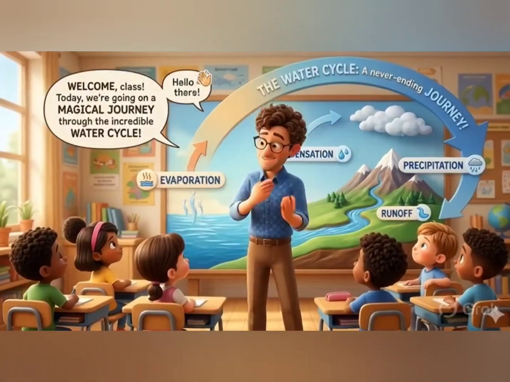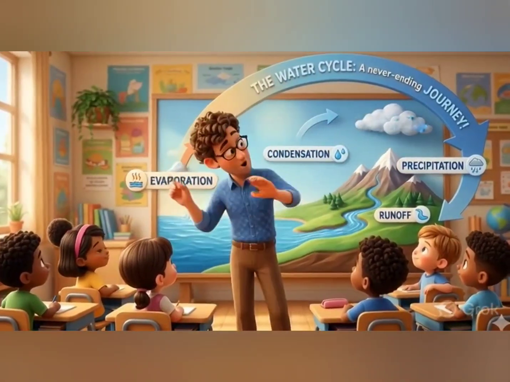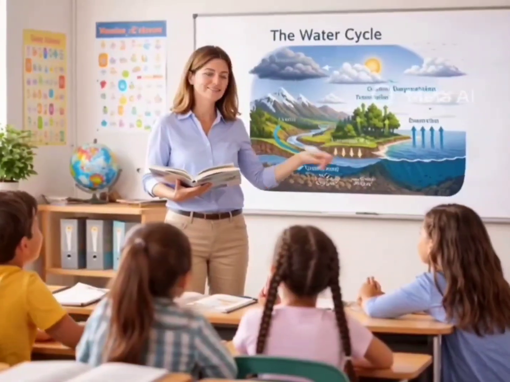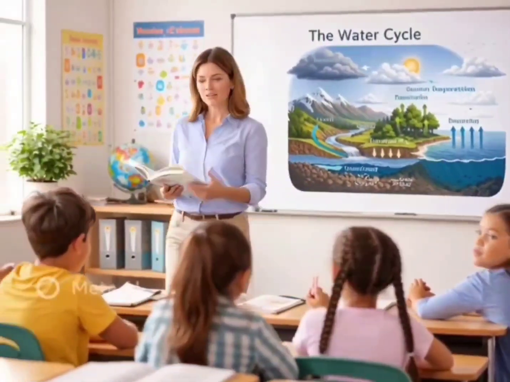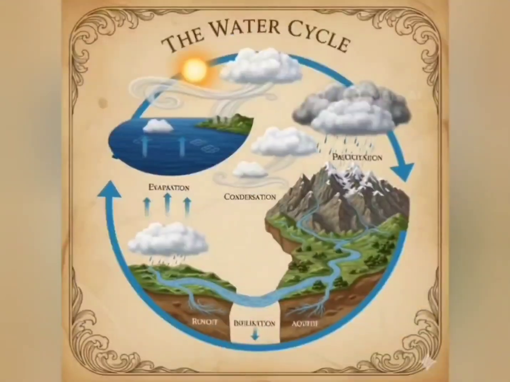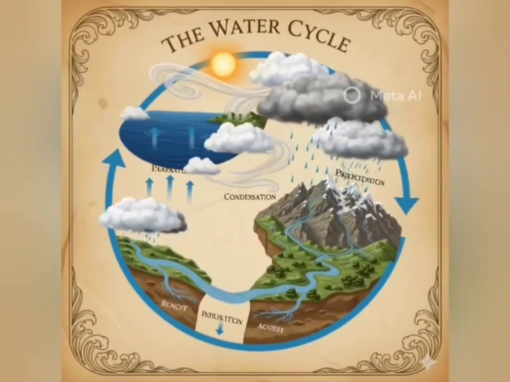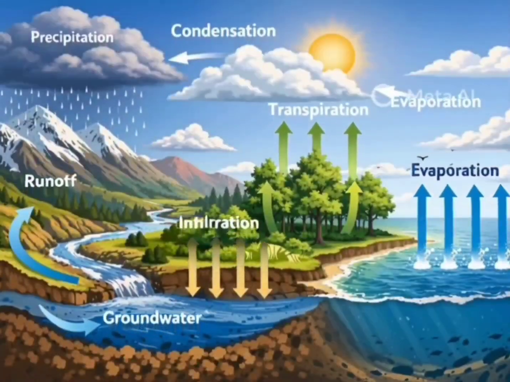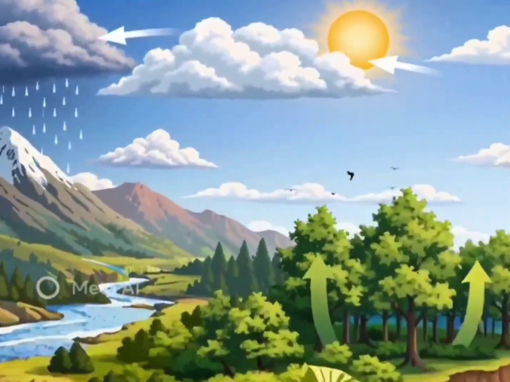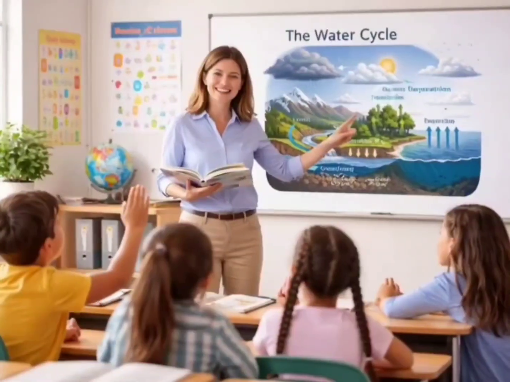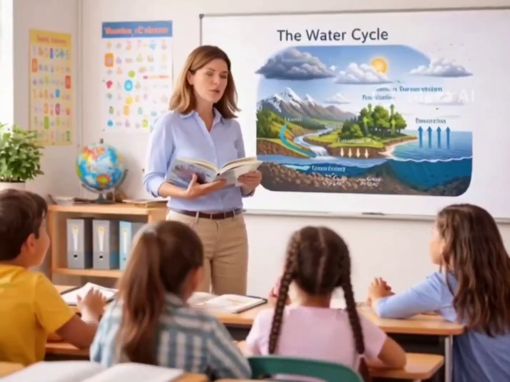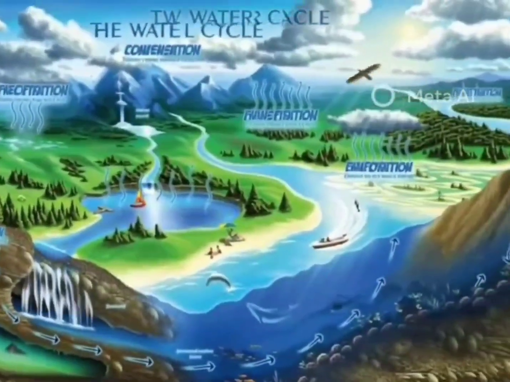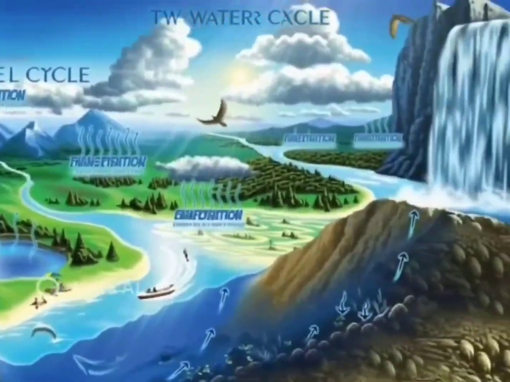Welcome, class! Today we're going on a magical journey through the incredible water cycle. It starts with evaporation. The water cycle is the continuous movement of water on, above, and below the surface of the earth. It shows how water changes its form and moves through nature again and again. Water travels from oceans, rivers, lakes, and plants into the air and then returns to the earth as rain or snow. The main stages of the water cycle include evaporation, condensation, precipitation, and collection.